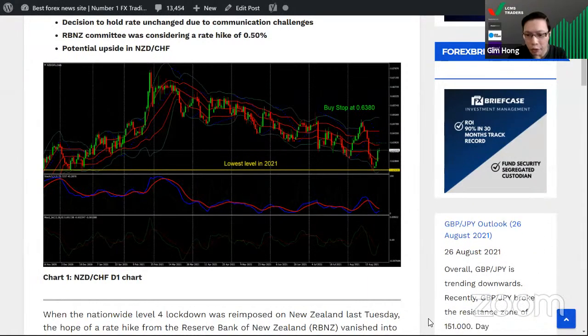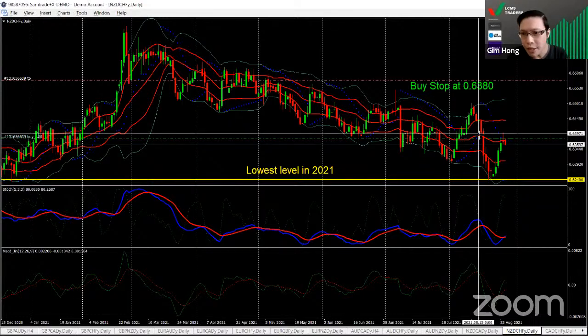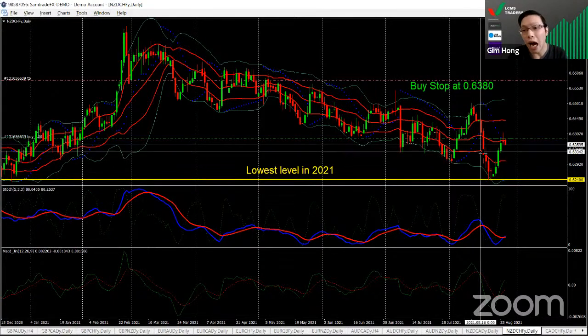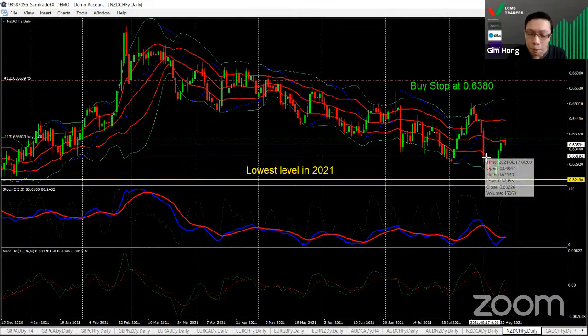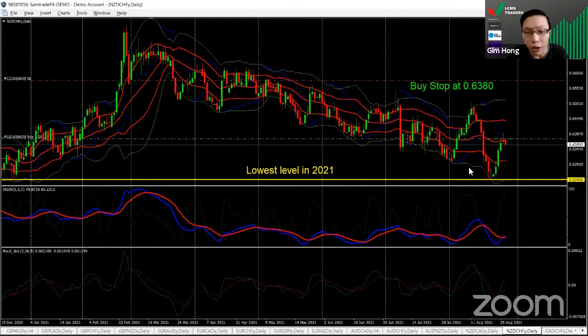Now, let me just share the chart with you. Okay, so as you can see over this region, this long bearish candle over here, and the subsequent 2 or 3 bearish candles, was when the RBNZ decided to hold rates unchanged at 0.25%. So the New Zealand dollar actually traded against the franc to the lowest level in 2021, as you can see.